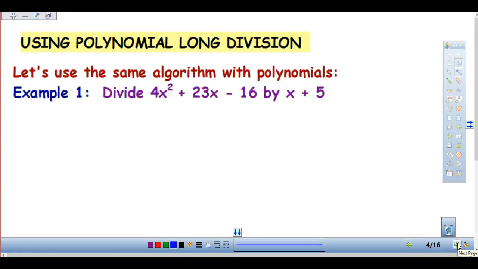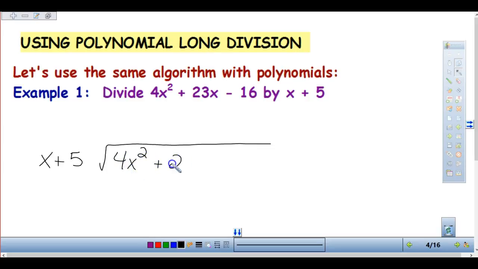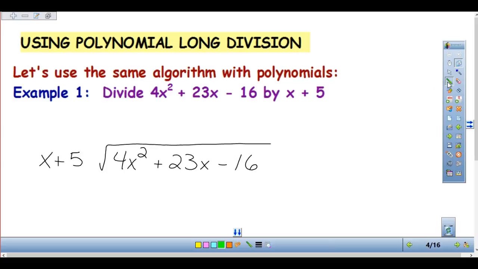We're going to take 4x squared plus 23x minus 16 and divide it by x plus 5. So x plus 5 goes on the outside. And we have 4x squared plus 23x minus 16. Again, all this extra stuff at the end doesn't matter. You just look at the first part that you have. So we look here and here. So what is 4x squared divided by x? 4x.